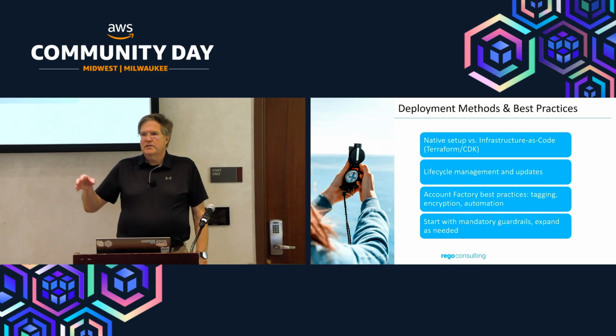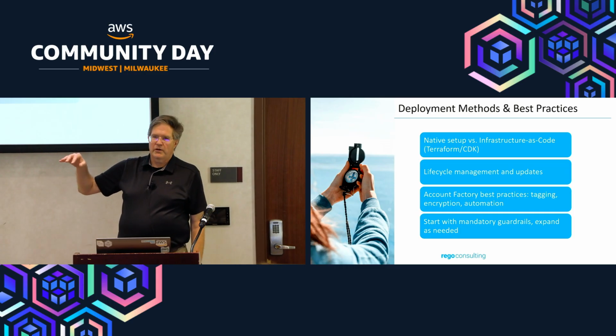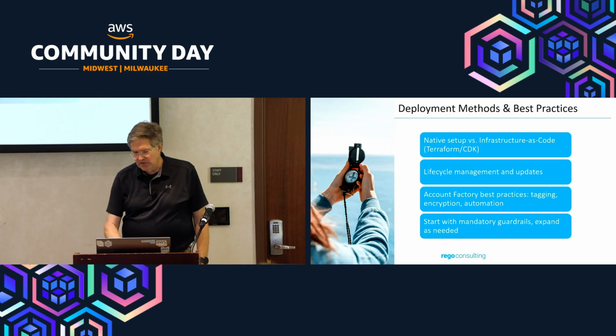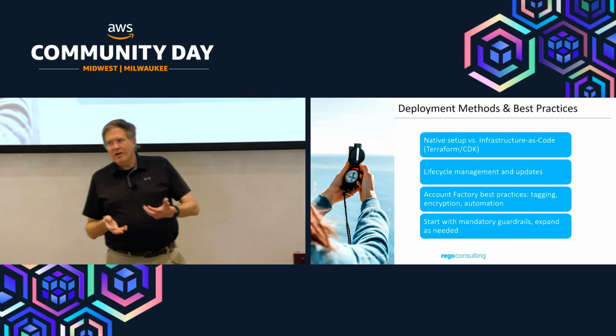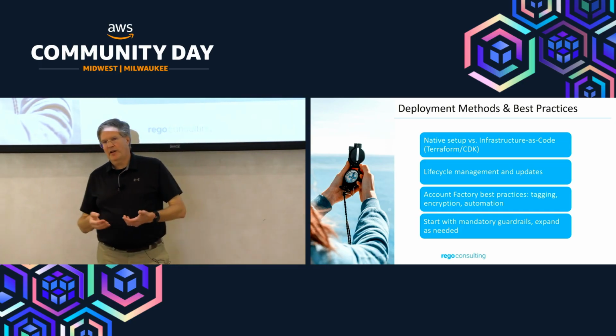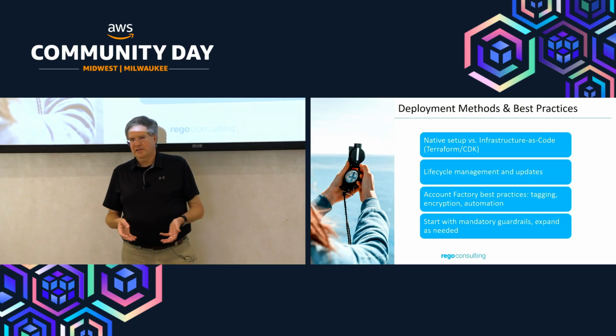We touch on it a little bit later, but there's also a custom version of Control Tower that you can deploy if you really want some custom features. Lifecycle management: once you deploy Control Tower, remember, two or three times a year, AWS will update it. And you just need to stay on top of it.